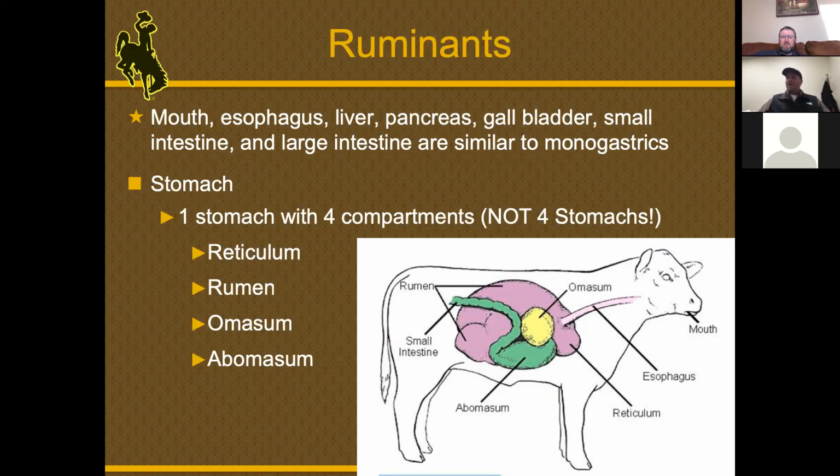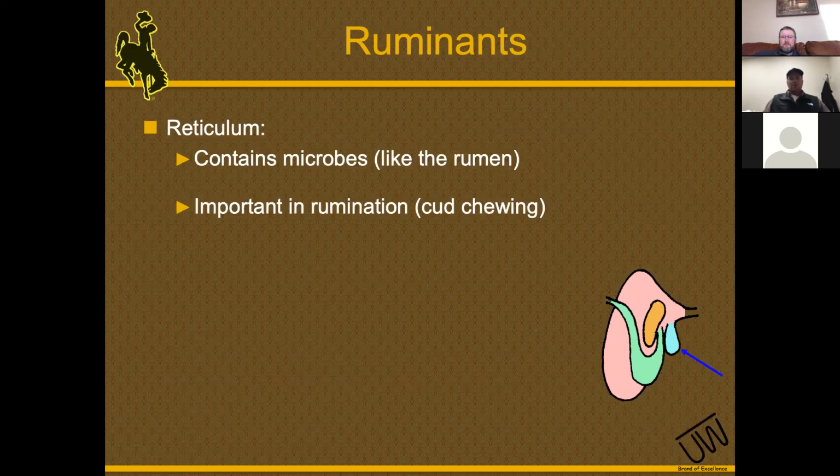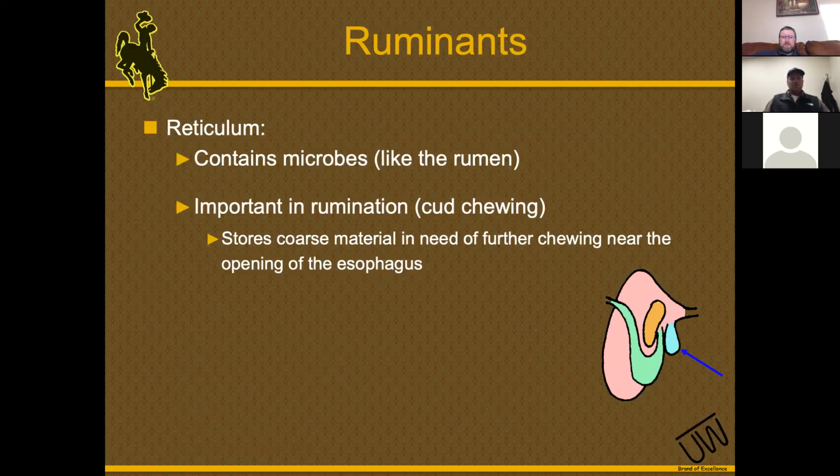And then the last compartment is what we'd call the true stomach or the simple stomach, it's the abomasum. So low pH, helps with digesting protein. So most of the stuff I just told you. All three of the upper compartments contain microbes, really important for fermentation. I told you the reticulum is really important for allowing them to regurgitate for cud chewing.